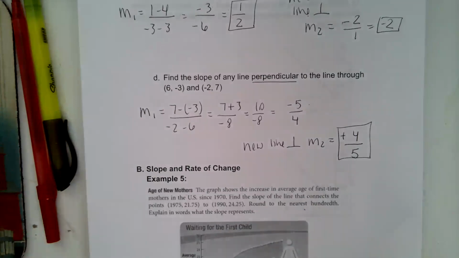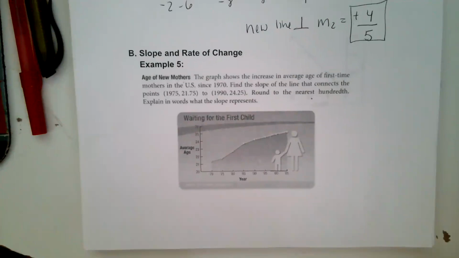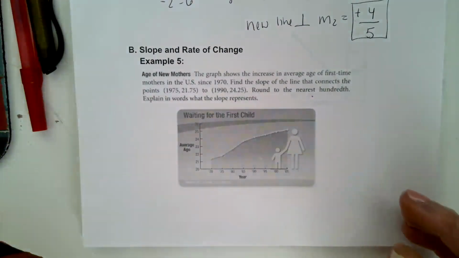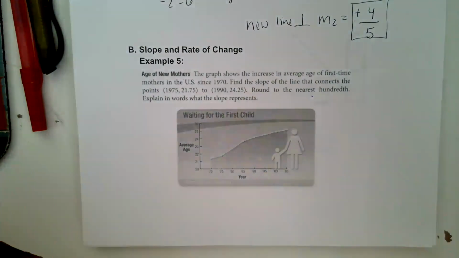Okay. Slope and rate of change. Rate of change we talk about when we talk about driving in a car. We talk about how fast we're going. That's a rate of change. How quickly a child grows is also a rate of change.